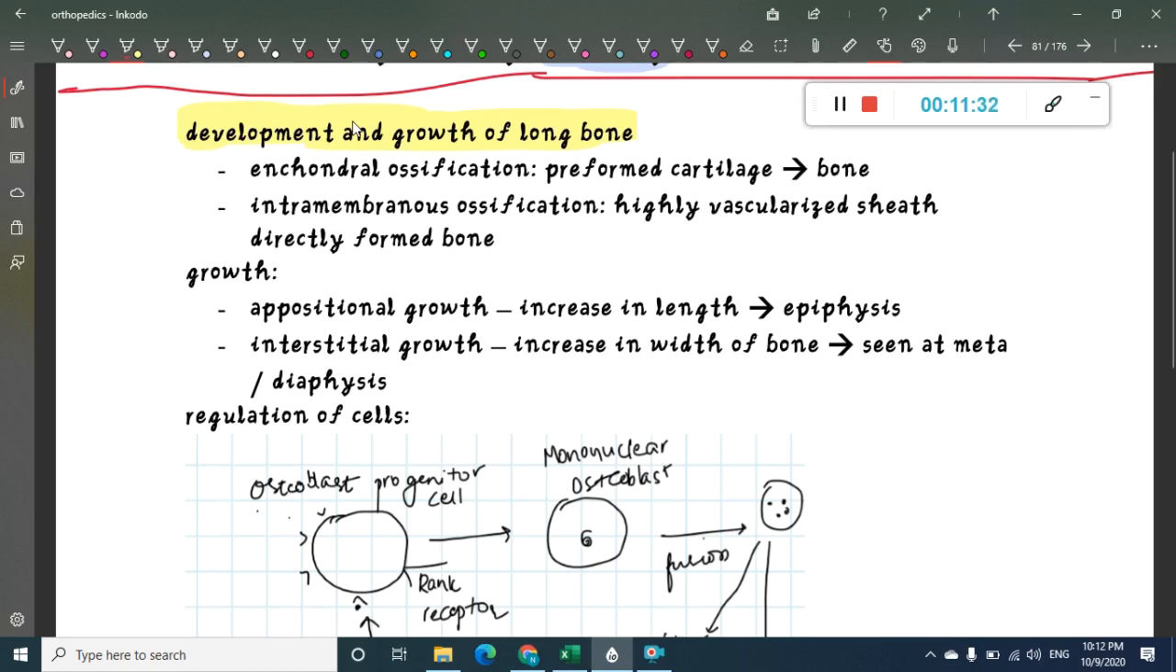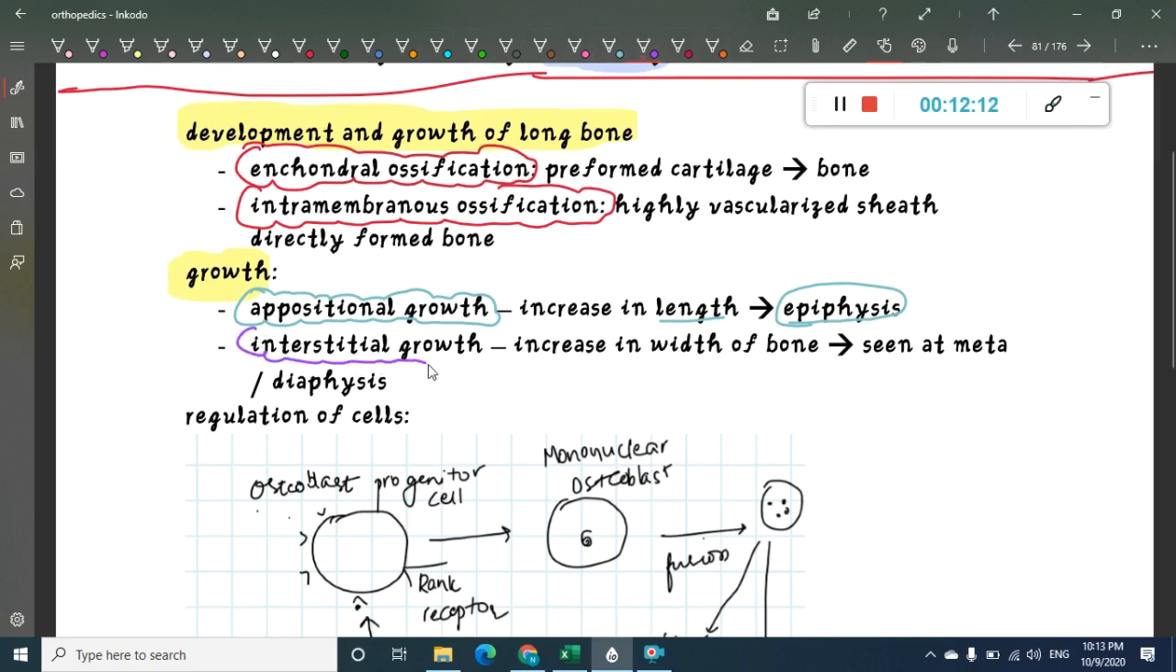So we have two types of ossification: endochondral ossification and intramembranous ossification. Next we have to learn about growth. The growth is again of two types. One is called appositional growth. What is appositional growth? Here you see increase in length, and the growth occurs in the epiphysis. That is appositional growth. And the second type of growth is interstitial growth.